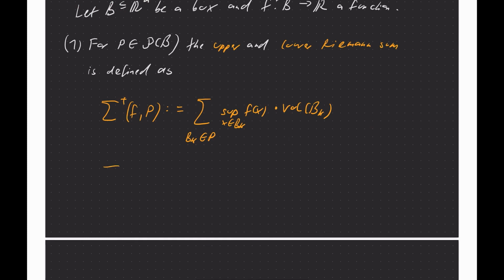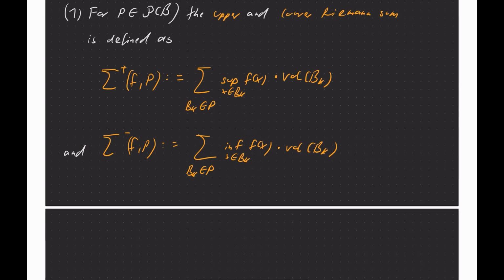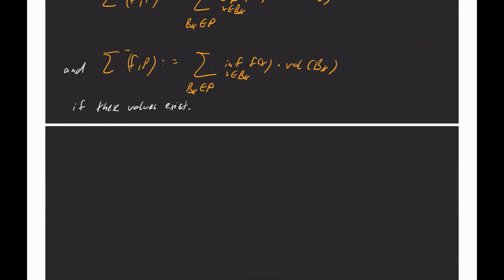And of course we can also define the lower Riemann sum in an analogous way. Sigma minus of f and P. And that's defined as the sum over bk in P of the infimum of f of x in bk times the volume of bk. And of course, we can only define this if the values actually exist. So maybe the function doesn't have a supremum or an infimum, maybe it's going to infinity, then of course there's no reasonable definition of that here. Yeah, so we'll restrict that to functions where this works. Not every function might have a meaningful definition of a volume between the graph and the domain.